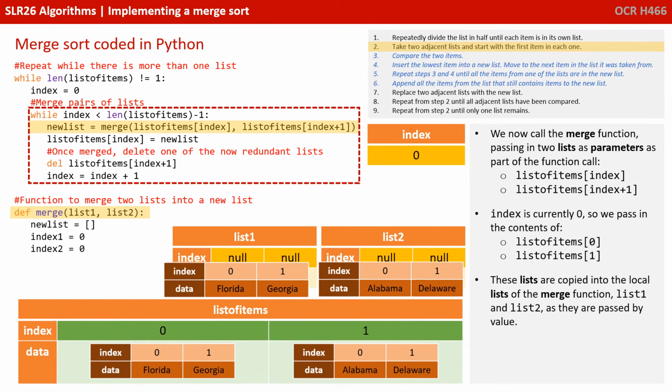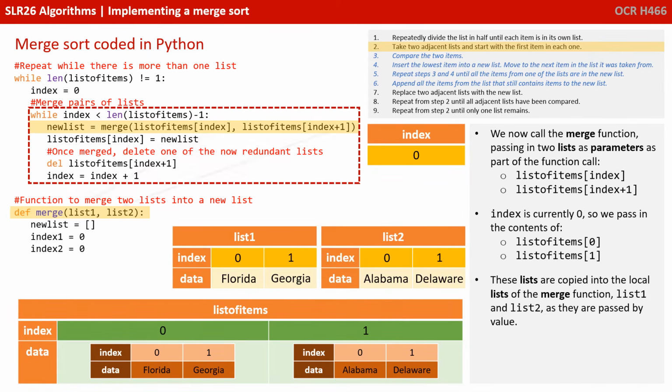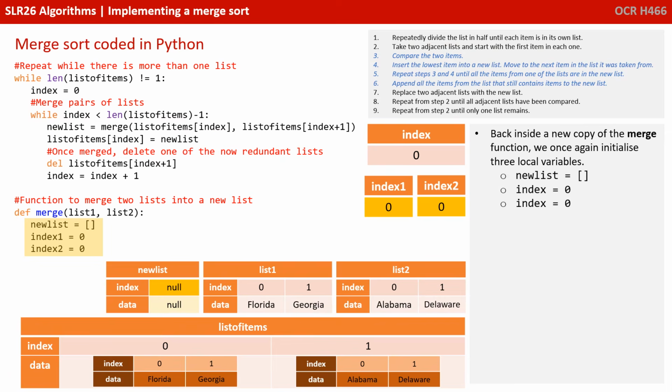So once again, we're going to call the merge function, passing in two lists as parameters as part of the function call. Now index is currently 0, so that means we're passing in list of items 0 and list of items 1. And once again, these lists are copied into the local list of the merge function, list 1 and list 2. Once again, we find ourselves back inside a new copy of the merge function, and we once again initialize the three local variables.